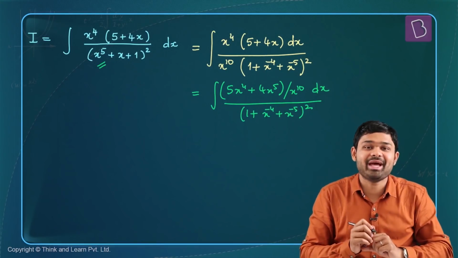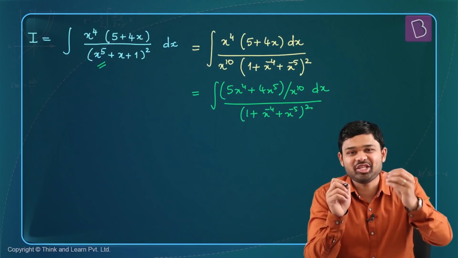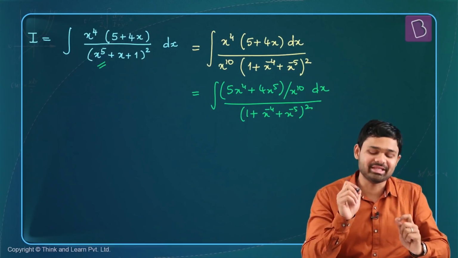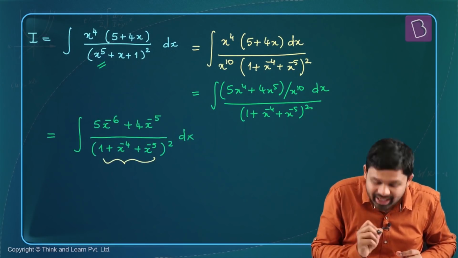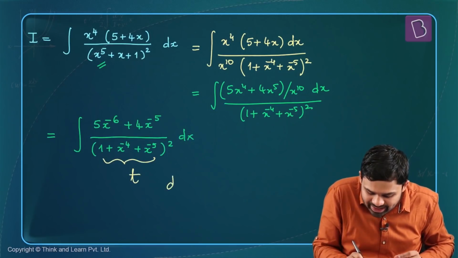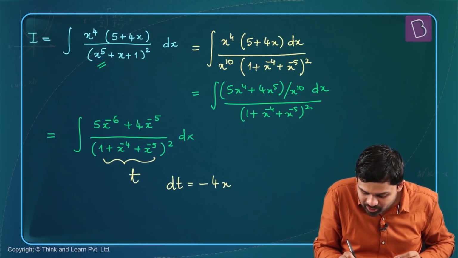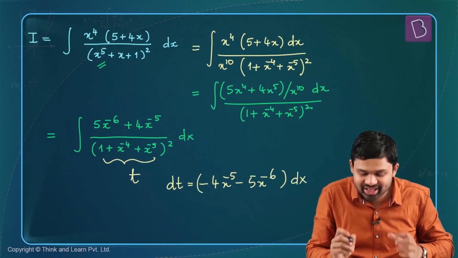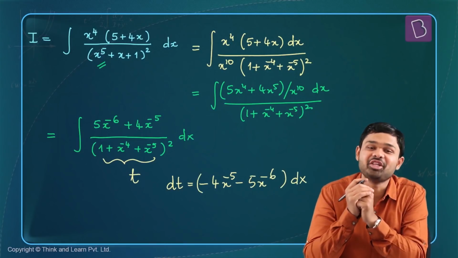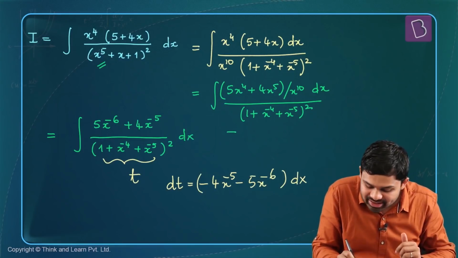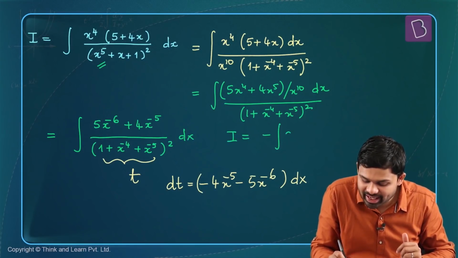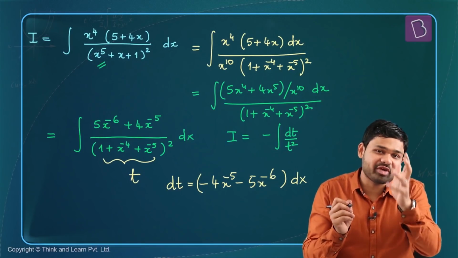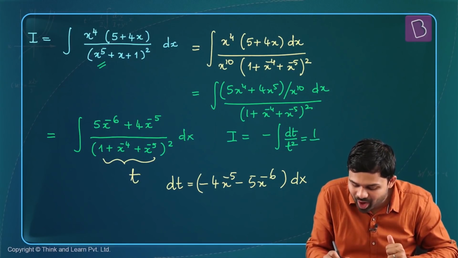Now x raised to 4 divided by x raised to 10 is x raised to minus 6, and x raised to 5 divided by x raised to 10 is x raised to minus 5. And now things are making sense to me, because if I consider the denominator as my t, my dt is going to be negative 4x raised to minus 5 negative 5x raised to minus 6 dx, and this is nothing but the negative of the numerator. So now my integral is nothing but negative of integral dt over t square, and I know how to integrate this. Negative of integral dt over t square is nothing but 1 by t.